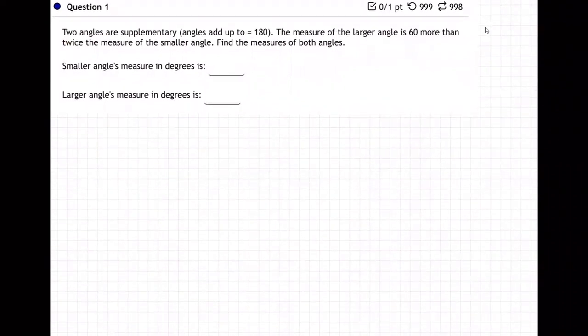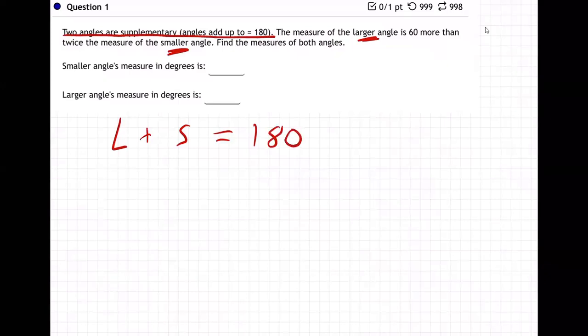So the two angles add up to be 180. There's a larger and a smaller. So I'm going to go the larger plus the smaller equals 180. That's what it says, right? Two angles add up to be 180. That's the first equation, okay?